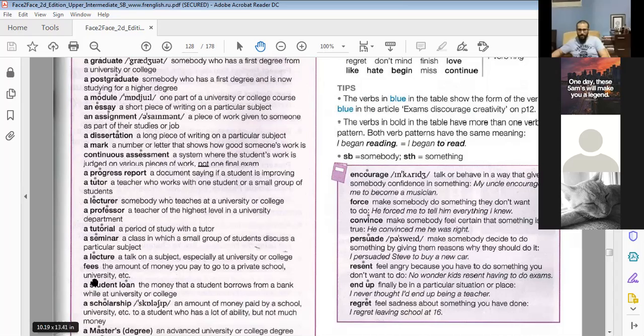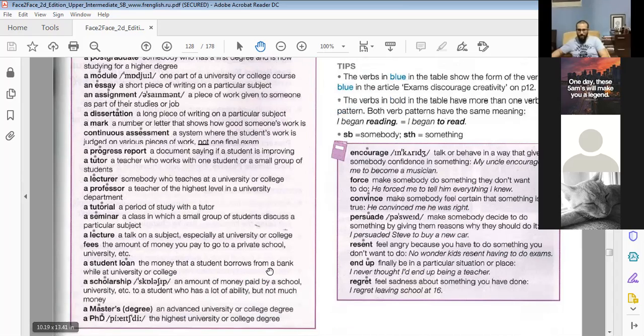Fees, we answered it correctly. A loan is clear. Scholarship is money paid by the government or the school to a student who has a lot of ability but not much money. In Libya, it's the opposite. They usually give scholarships to rich students who don't have any ability. But it shouldn't be that way. Then we have a master's degree, advanced university, and PhD, which is the higher one.